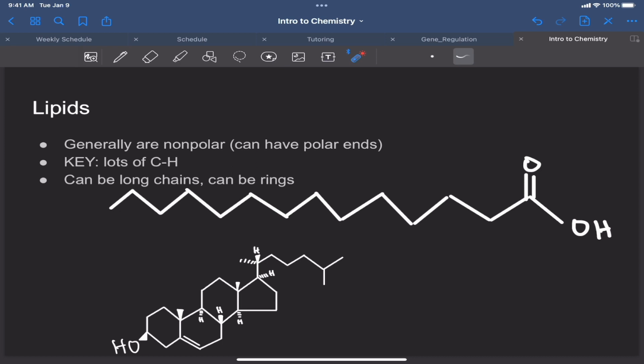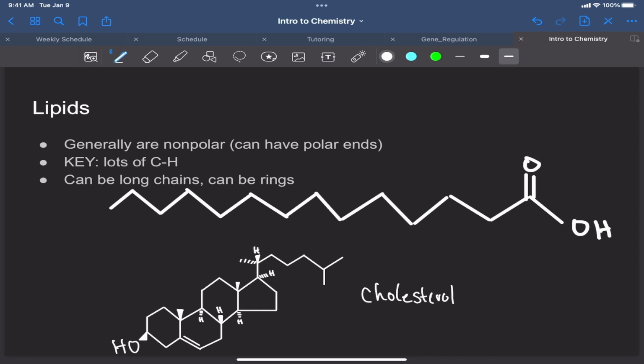And most of the time our lipids will be long chains. So if you see a long chain like this, it's most likely a lipid. However, it's not all of them, okay? This guy here is cholesterol. I think that's how you spell it.